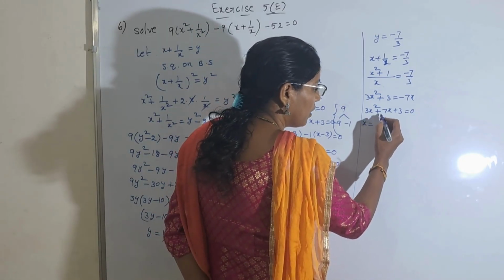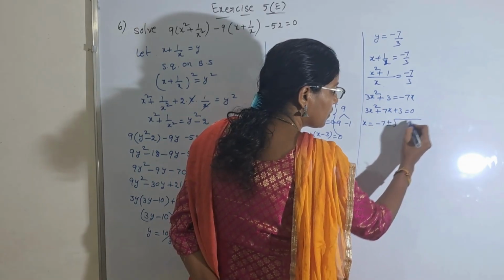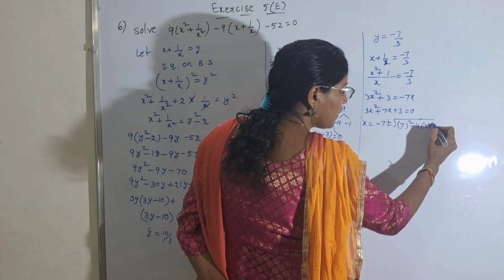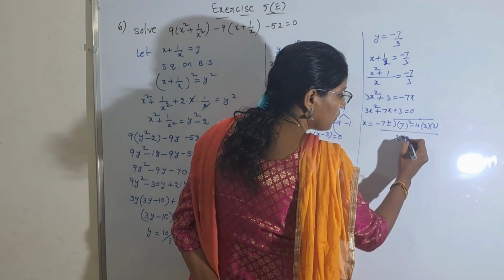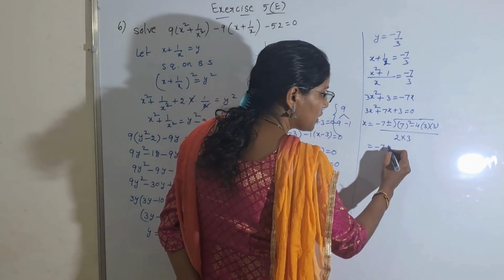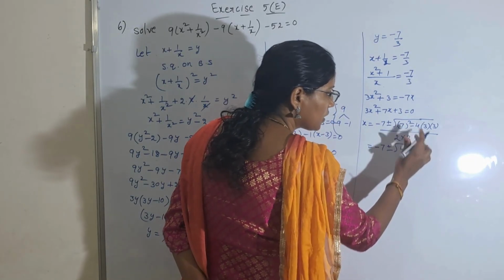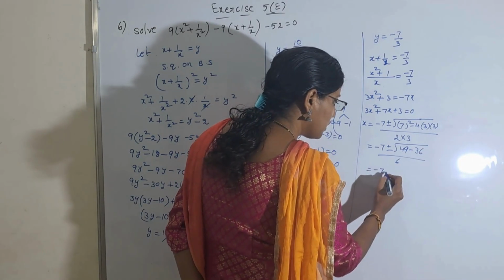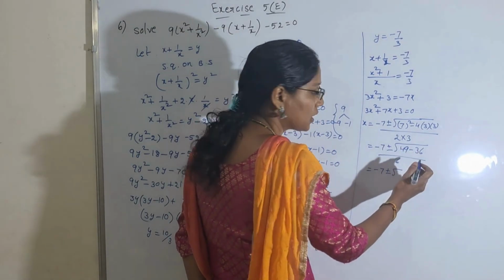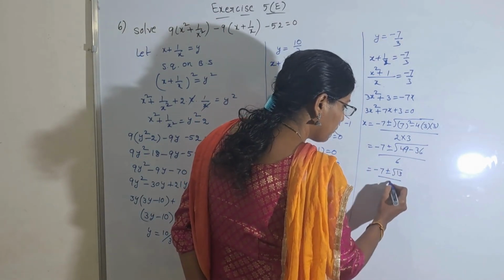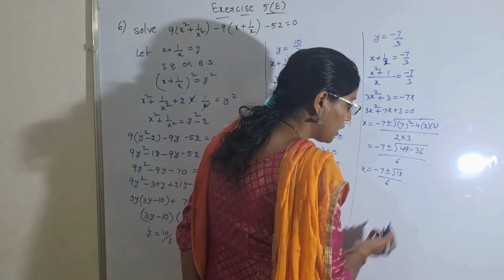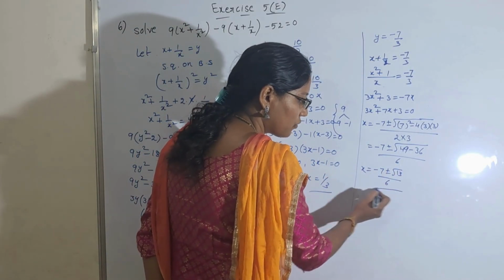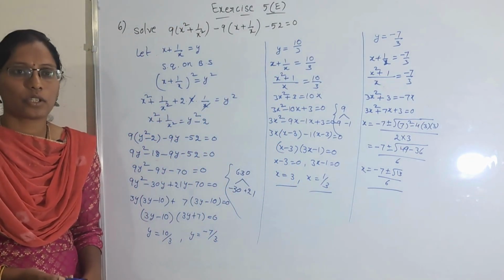Minus b. Here minus 7 plus or minus root of b value: 7 whole square minus 4 into a value is 3, c value is 3, by 2 into 3. Here minus 7 plus or minus root of 49 minus 4 times 3 just 12, 12 times 3 is 36, by 6. Minus 7 plus or minus root of 49 minus 36. Here 13 it will come. So this is not real number. Root 13 value we will check in logarithm books and we will substitute here and we will get x values. These are the factors of given equation.